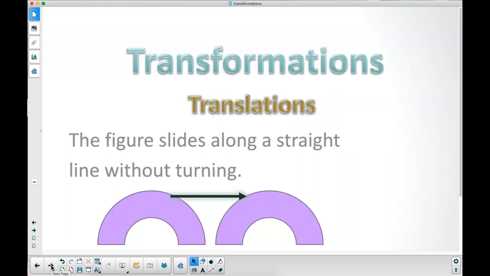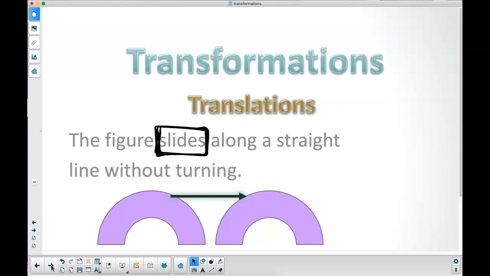The first one on that page 3 says a translation. Okay? A translation means the figure slides. I want you to circle or box that word. The figure slides along a straight line without turning.